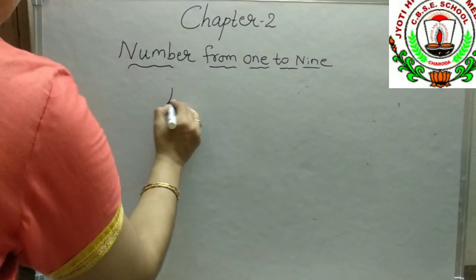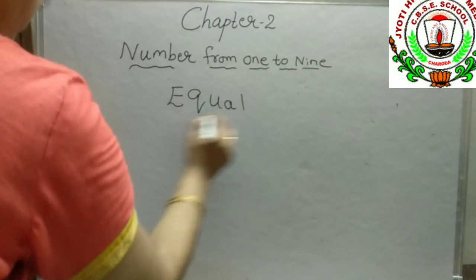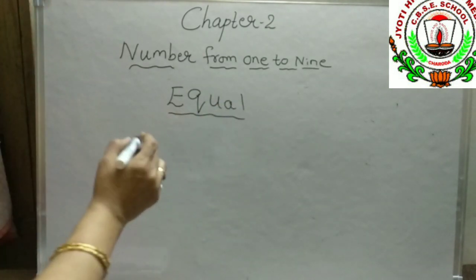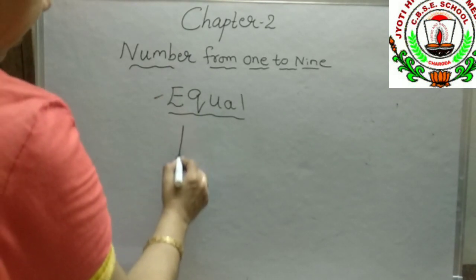Next we will see equal to. How will you spell equal? E-Q-U-A-L, equal. When both the boxes have the same number, then we say that they are equal.